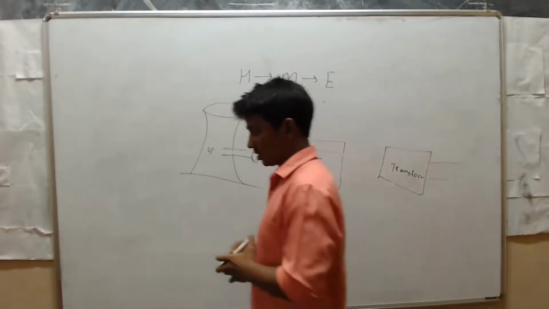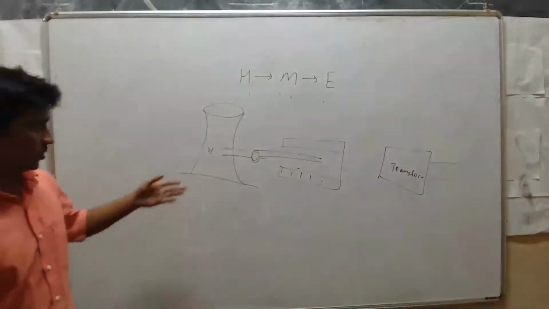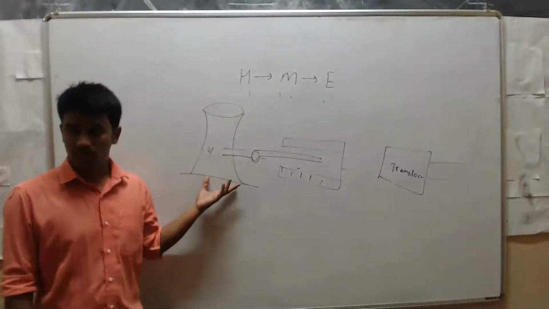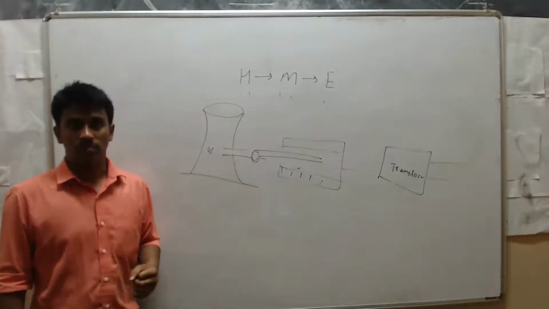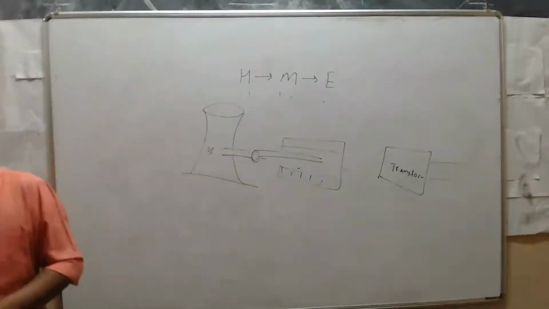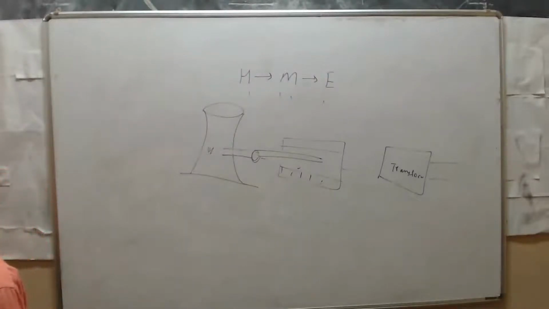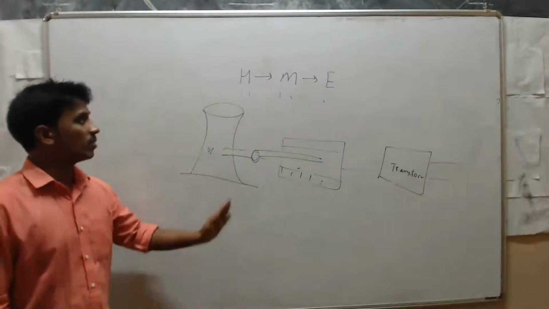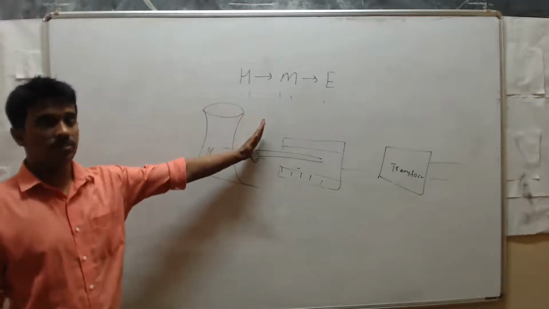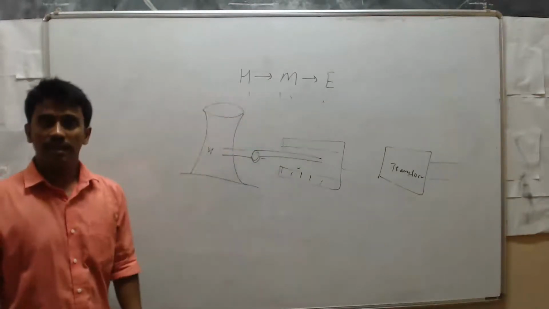And here we use some coolers just to cool the pipes, because a huge amount of heat is produced. To reduce that heat, we use a cooling system. Cooling system means we provide water. So this is the working of a thermal power plant. Here we just convert heat energy into mechanical energy, and mechanical energy into electrical energy.